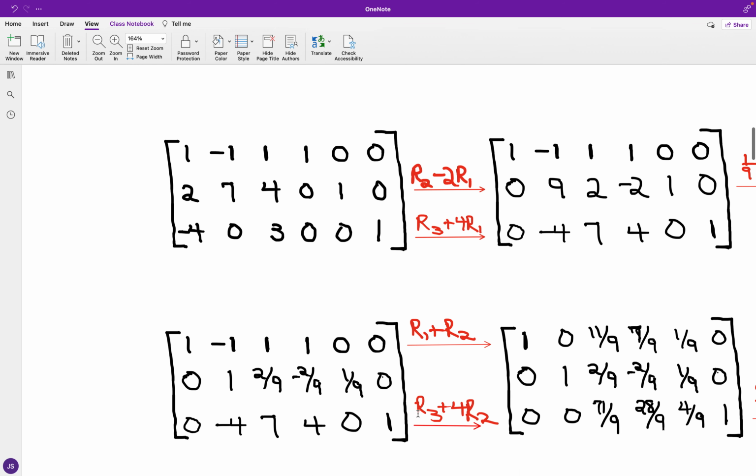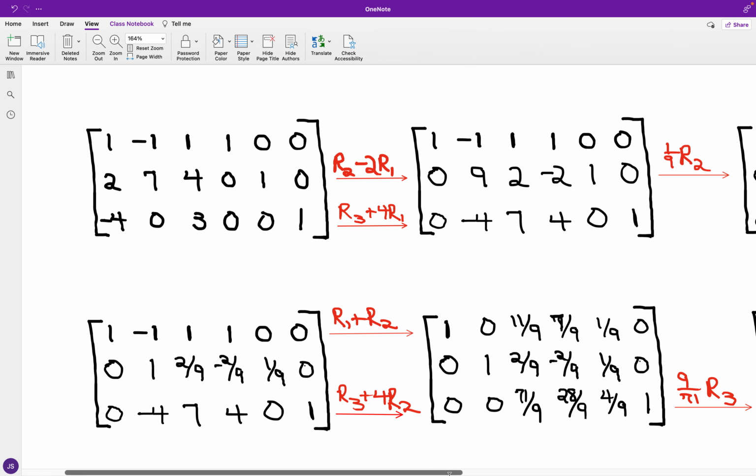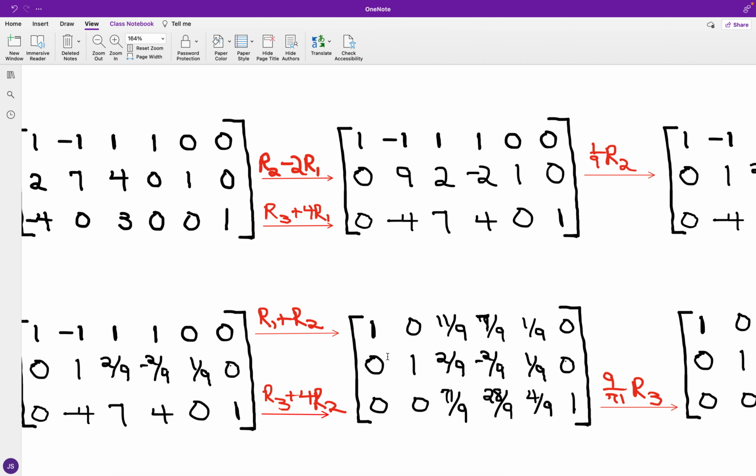To get the negative 1 at the top in the second column to 0, I'm going to add the second row elements to the elements in the top row. And from the bottom row, to change the negative 4 to 0, I'm going to take the last row elements and add 4 times the second row elements. So for the top row we have 1, 0, 11 ninths, 7 ninths, 1/9, and 0. And for the bottom row we have 0, 0, 71 over 9, 28 over 9, 4 over 9, and 1.